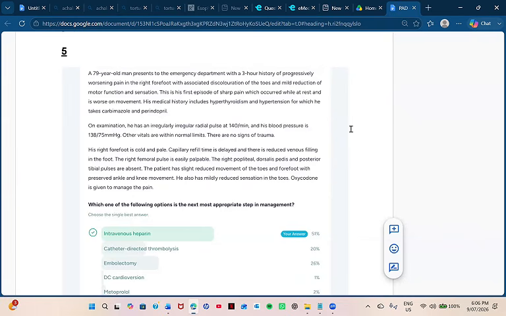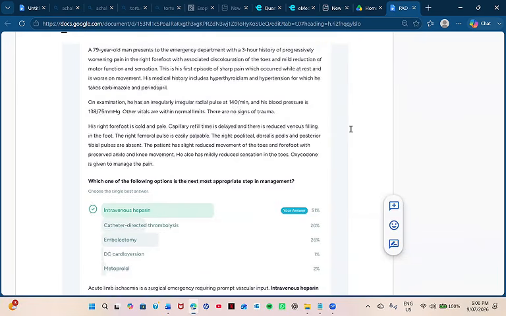Oxycodone is given for the pain. Which one of the following is the most appropriate next step in management? So what do you think?